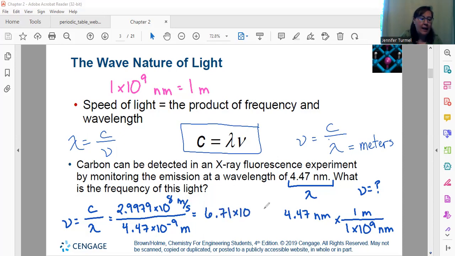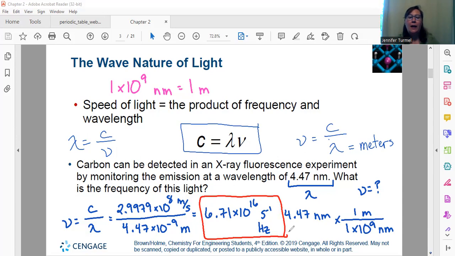6.71 times 10 to the 16th inverse seconds, and that's the same as hertz. Okay. And that's kind of our final right there. And that's the frequency of our X-ray light.